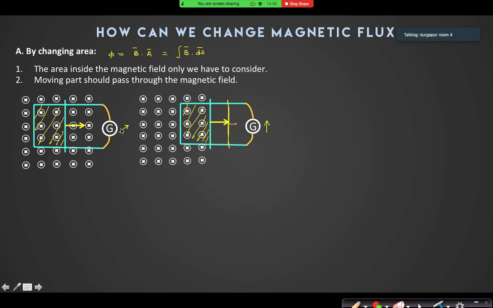Current, yes. I have connected that galvanometer. The galvanometer should be connected here.